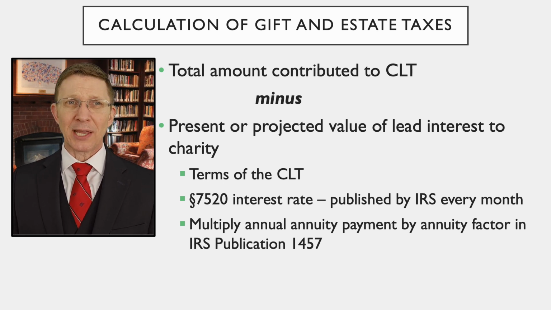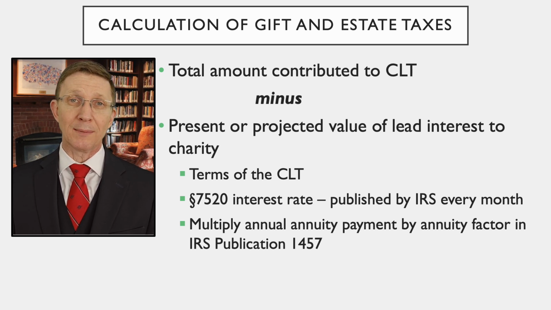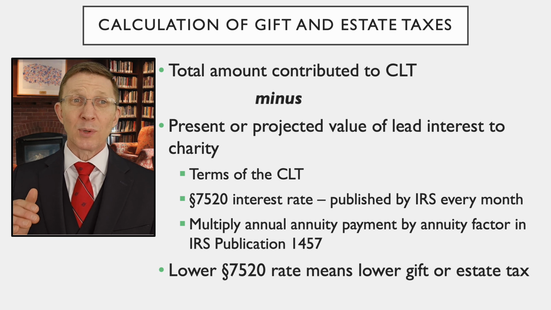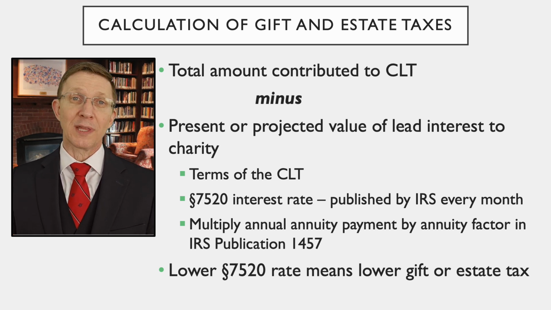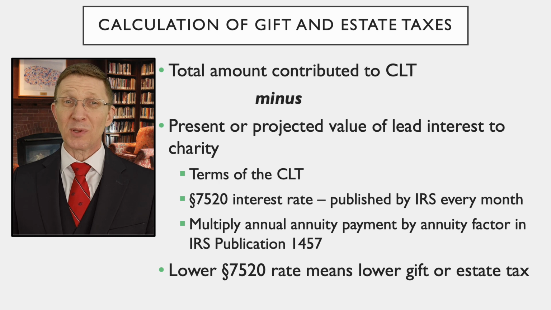This tax calculation assumes that investments will grow at the initial 7520 rate. A lower 7520 rate results in a lower gift or estate tax. If trust assets grow over the initial 7520 rate, the excess growth will be transferred tax-free. On the other hand, the CLT will not have any tax advantages if its assets underperform the 7520 rate.